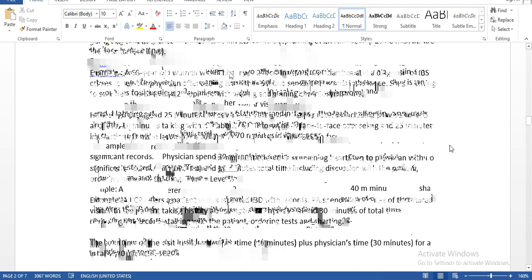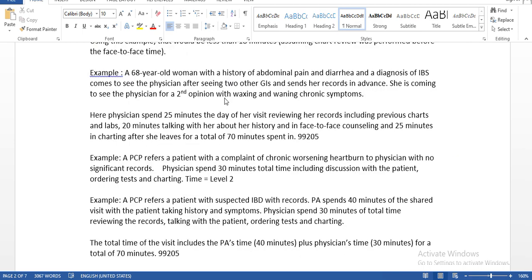So here we have one more example. A 68-year-old woman with a history of abdominal pain and diarrhea and a diagnosis of IBS, irritable bowel syndrome, comes to see the physician after seeing 2 other GIs, gastrointestinal specialists, and sends her records in advance. She is coming to see the physician for a second opinion with waxing and waning chronic symptoms. Here, the physician spent 25 minutes the day of her visit reviewing her records, including previous charts and labs, 20 minutes talking with her about her history and face-to-face counseling, and 25 minutes charting after she leaves, for a total of 70 minutes spent.